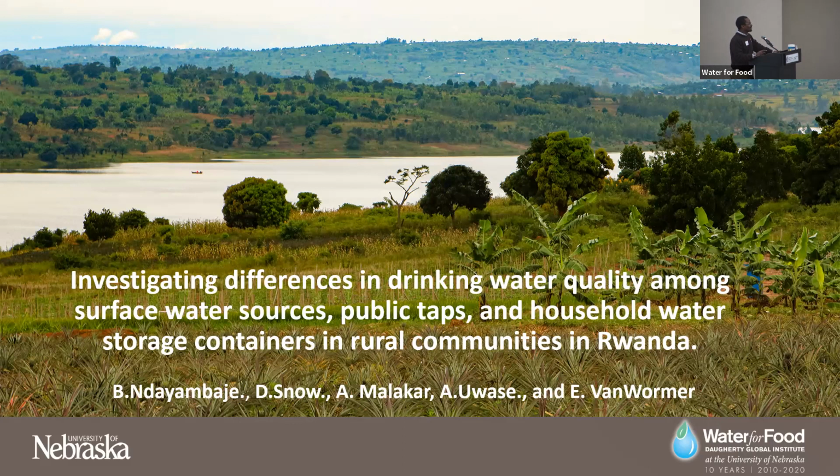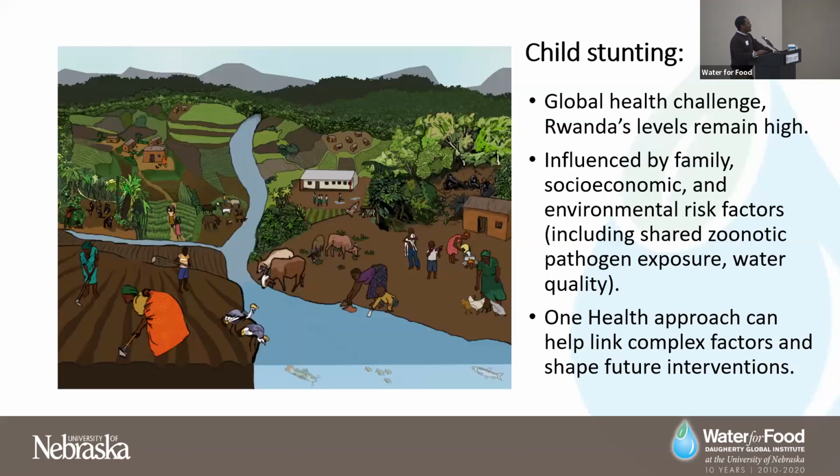This work is done with Dr. Snow and Malachi and fellow student Owase. Child stunting is one form of malnutrition that is a global health problem, and Rwanda's levels are still high.